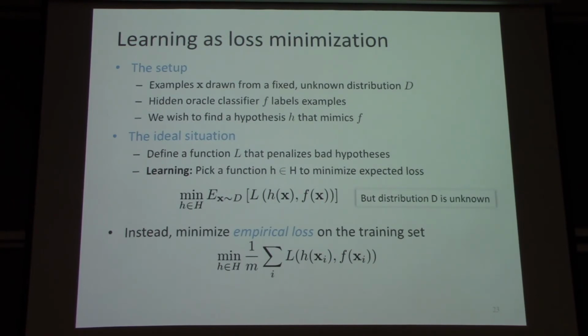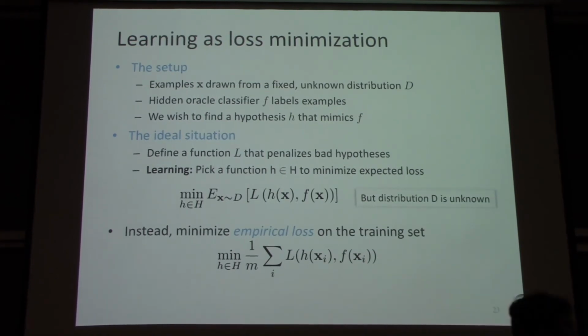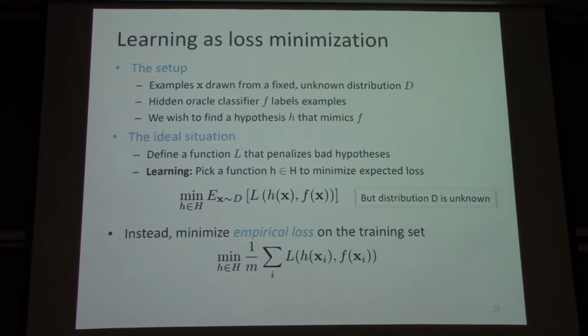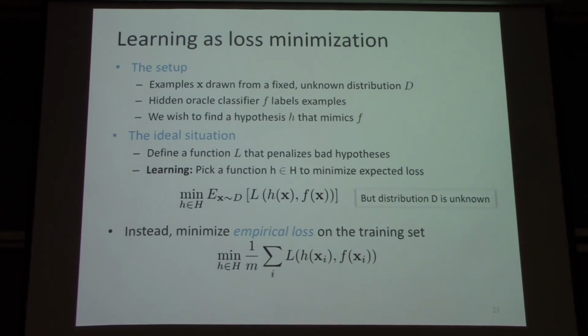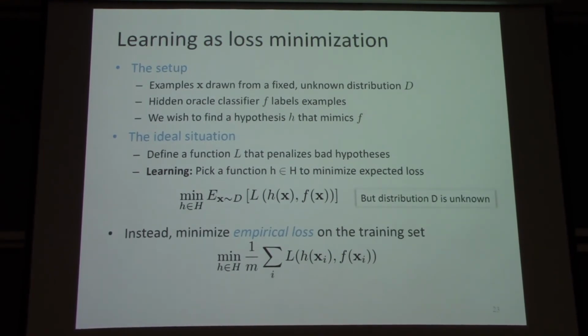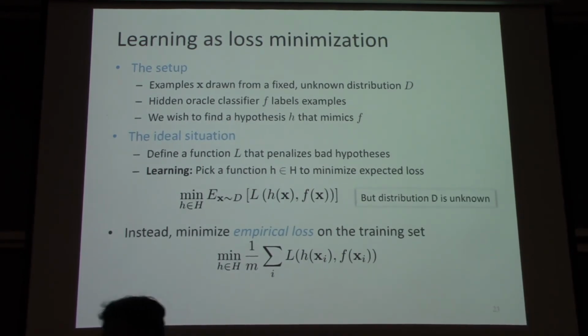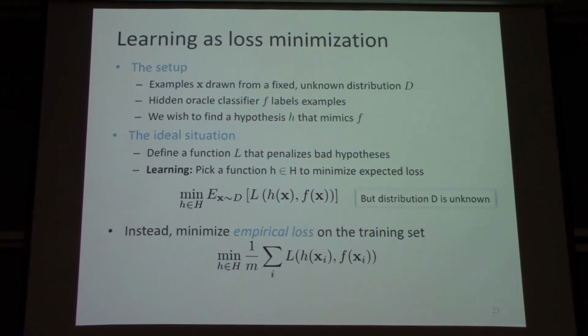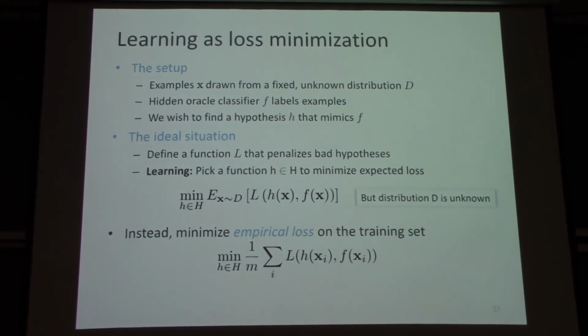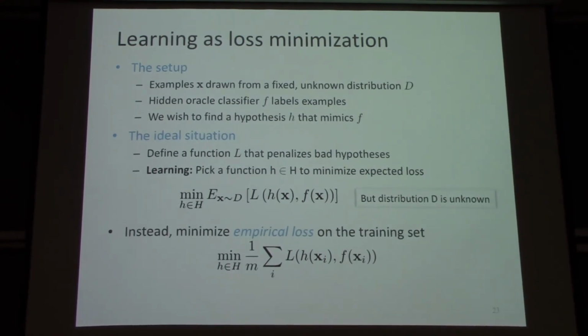We have examples drawn from an unknown distribution. There is a hidden classifier that we would like to find, but we don't know what it is. In the ideal situation, we can define some notion of loss. Think of loss as a penalty for bad hypotheses. And the goal of learning is to find a function that has the minimum loss in expectation over the true distribution of examples.